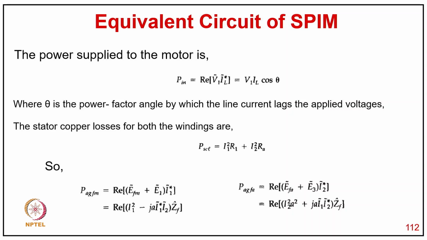applied voltage. And stator copper loss for both windings is now P_SCL equal to I1 squared R1 plus I2 squared R_A, and P_AGF_M will be real part of (E_FM plus E1) I1 conjugate, or equal to real of I1 squared minus jI1 conjugate I2 times Z_F. Similarly, P_AGFA for auxiliary will be real part of (E_FA plus E3) I2 star, or equal to real part of (I2 squared A squared plus jA I1 I2 conjugate) into Z_F.